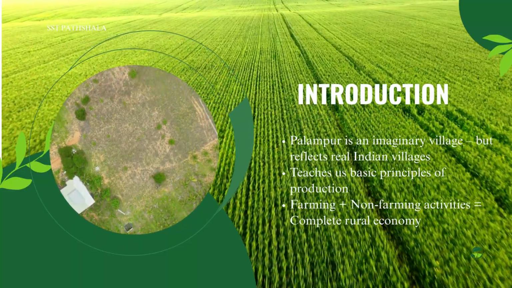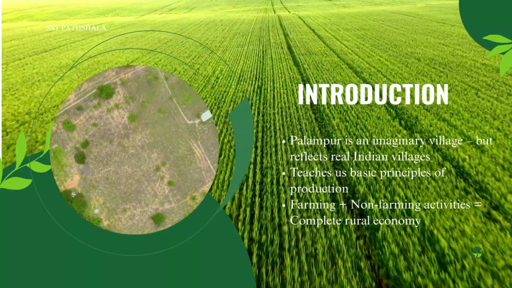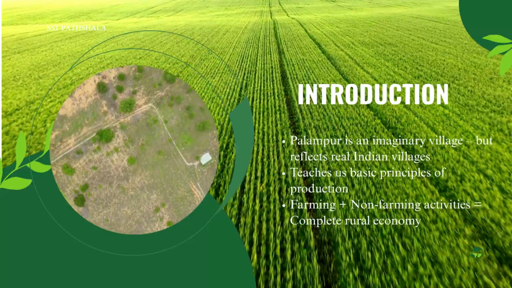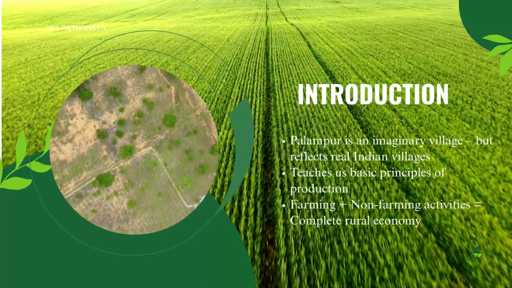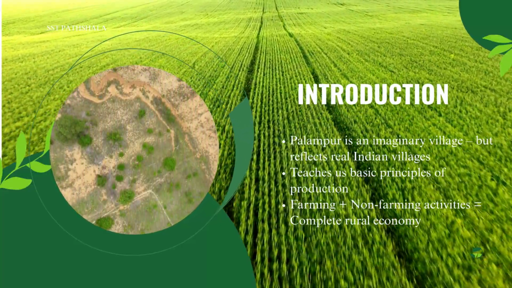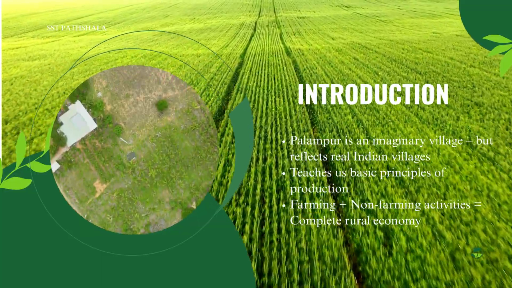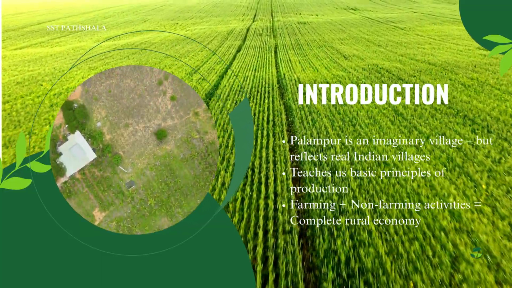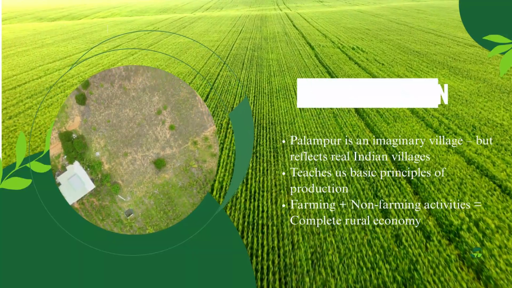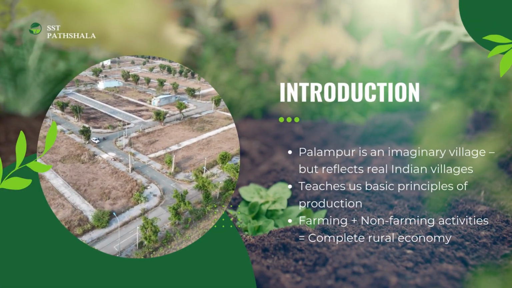In this lesson, we are going to explore chapter 1 of class 9 economics, the story of village Palampur. Now, Palampur is not a real village. It is an imaginary one, but through this story we get a clear picture of how production activity takes place in villages across India.